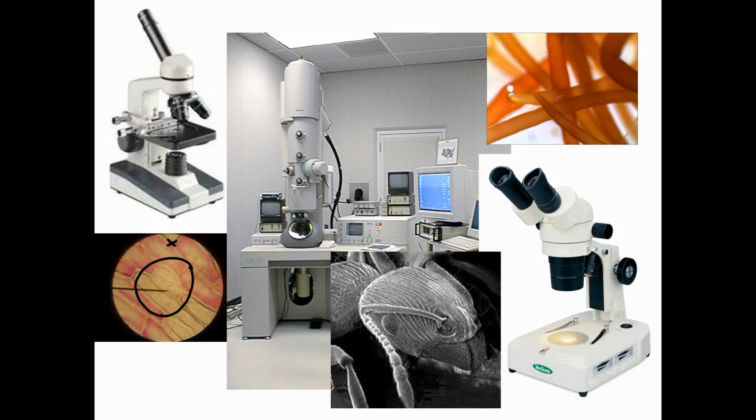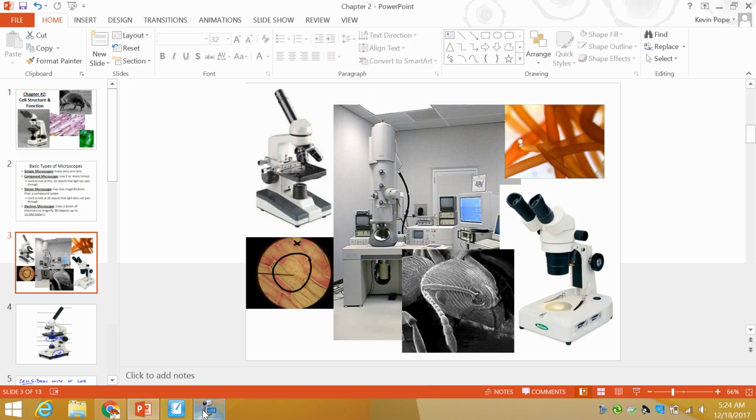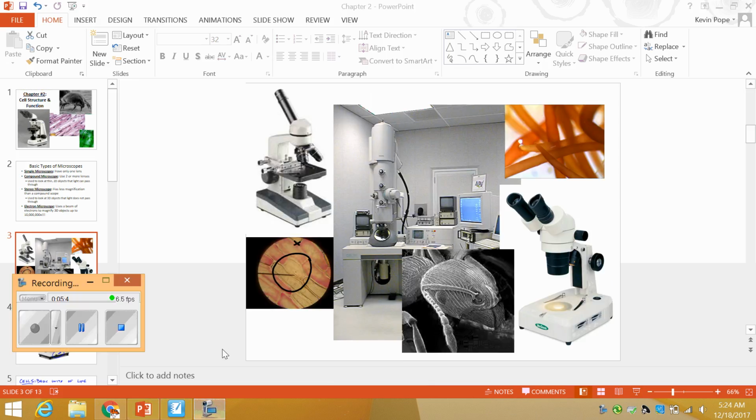Okay, so again, a compound microscope, stereo microscope, and an electron microscope. Of course, the one that's not on here is a simple scope, which would be something like a magnifying glass. Okay, again, you can pause this, review this as much as you need, but that's our information on microscopes.